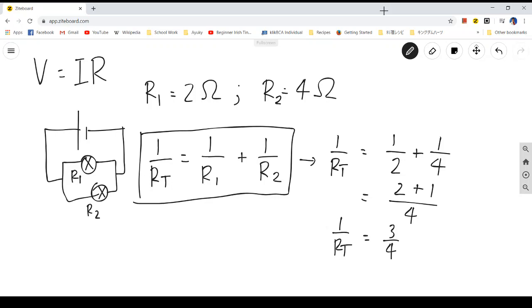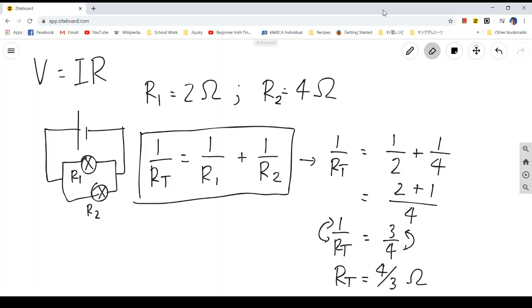Hold on. Never mind. Okay, in order to find RT, we just have to flip the fraction. So it was 3 over 4. Now for RT, it is 4 over 3 ohms. Okay, so we just have to flip the fraction because in order to get RT from 1 over RT, we just have to flip the position. We do that with the other side. So we got RT over 1 equals 4 over 3. That is how we calculate parallel resistance.